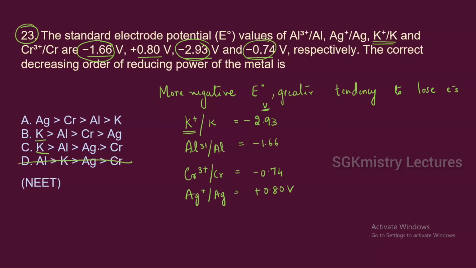So we are only going to look into option B and C. Then it is for aluminium. Then we have chromium and the least will be Ag. So we have option B as the right answer.